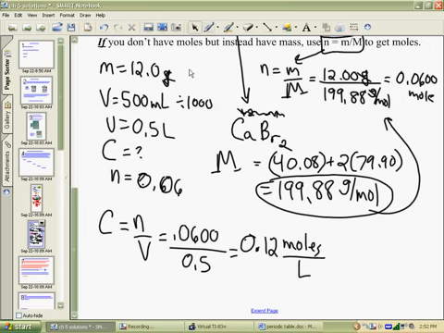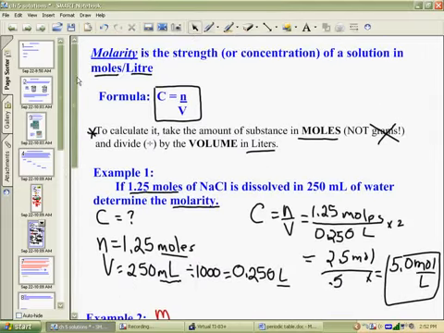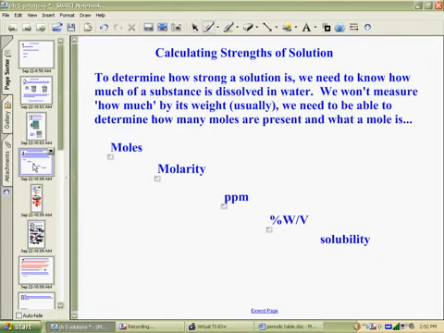It's important to remember that molarity is strictly moles per liter. There are other ways to express concentration, and in the next few videos I'll talk about parts per million and percent weight to volume as well, so you've got to keep them straight.